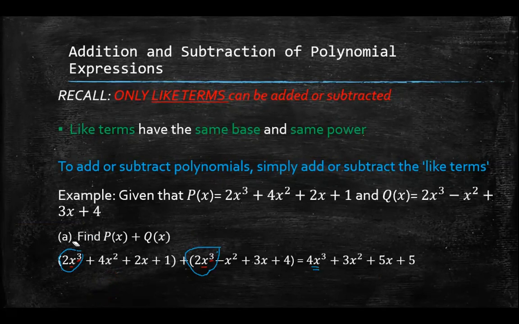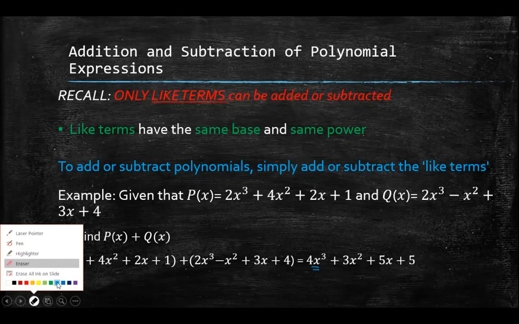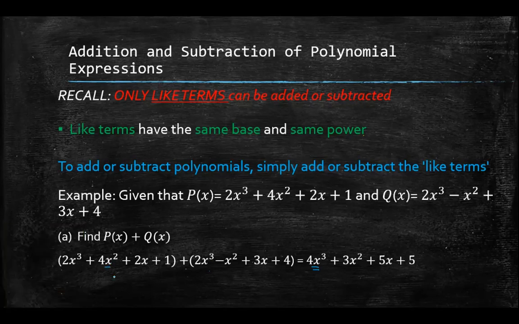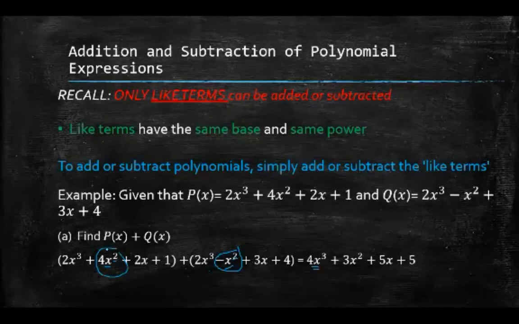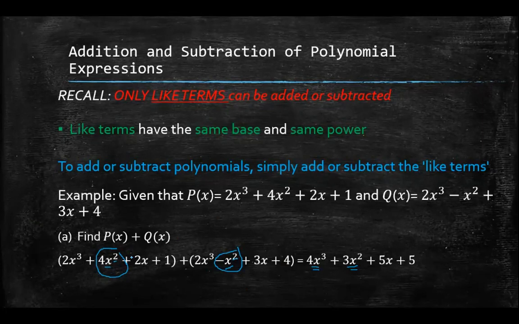Your whole math life, that's mostly what you do in algebra. So I know, okay, it's 4x cubed. Looking at the second one, 4x squared. My base is x, my power is 2. So I look at the other polynomial and I determine which one is the like term. Well, I see the base is x, power is 2. These two are like terms, and therefore I can add them or subtract them if I need to. 4x squared minus x squared is 3x squared. Move on to the next one. 2x plus 3x is 5x, and then 1 plus 4 is 5.